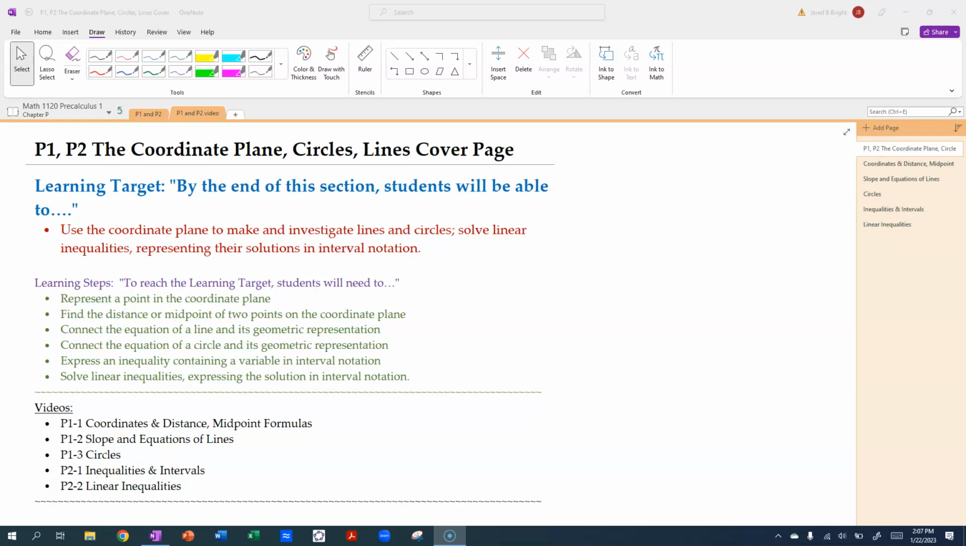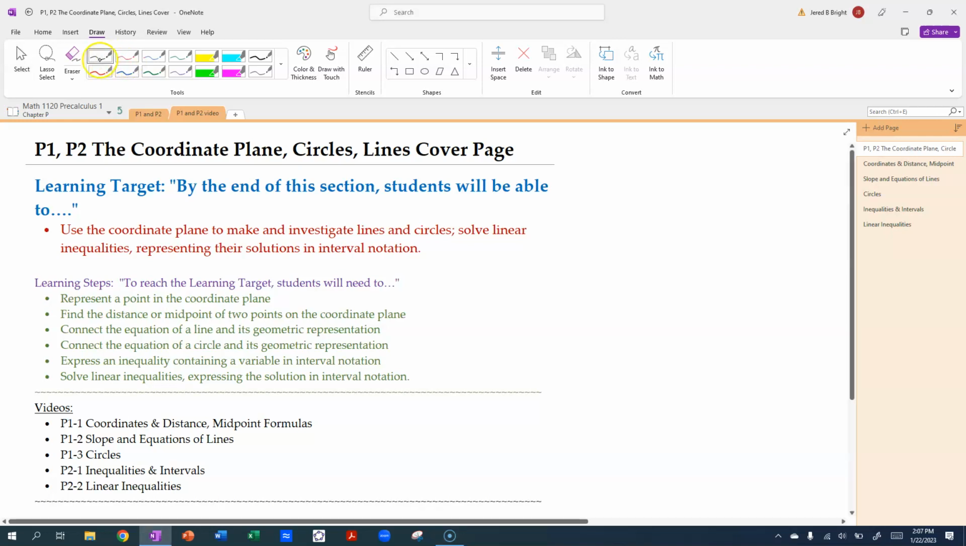So for this section, you need to know how to use the coordinate plane to make and investigate lines and circles and solve linear inequalities and represent their solutions in interval notation. If you can look at that and say, yes, I can do that with complete confidence, you will be ready for a test. If you are a little unsure, maybe look at these learning steps to kind of break it down to see if you know where you might be needing more help. Okay, and let's have a conversation.